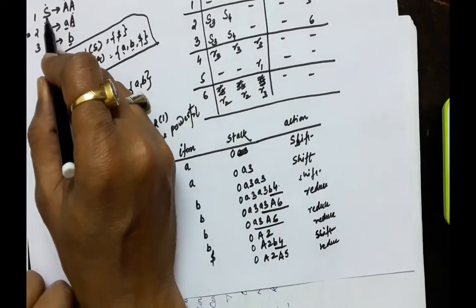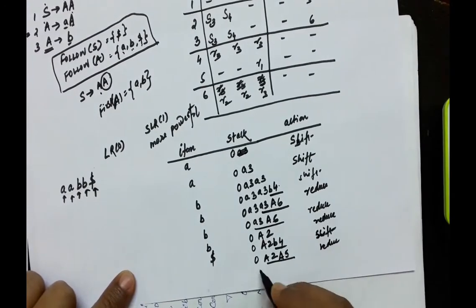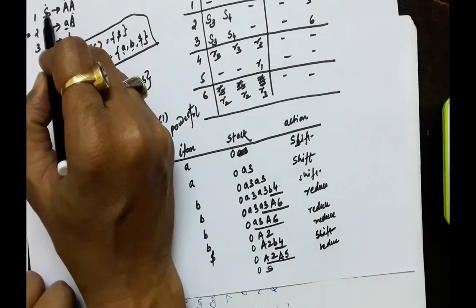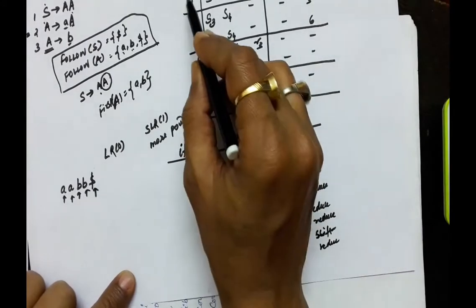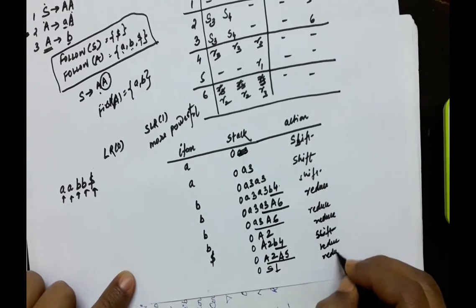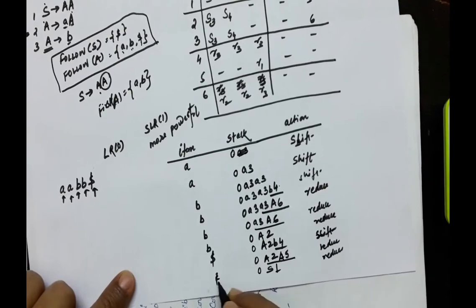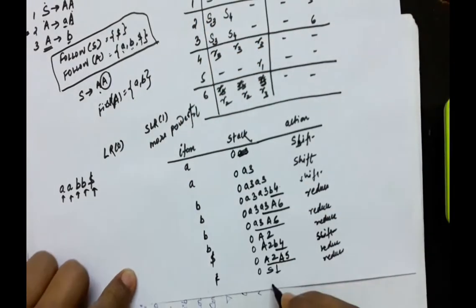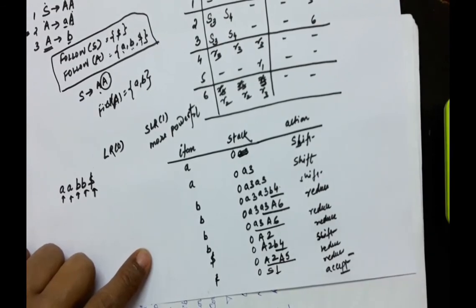R1 means the first production, S produces capital A capital A. 4 symbols are removed and replaced by 0 capital S, because the left hand side of the production is capital S. And then 0 on capital S is 1. With the dollar symbol, 1 and dollar is accept. That means the string given to us is according to the grammar rules. Thank you.